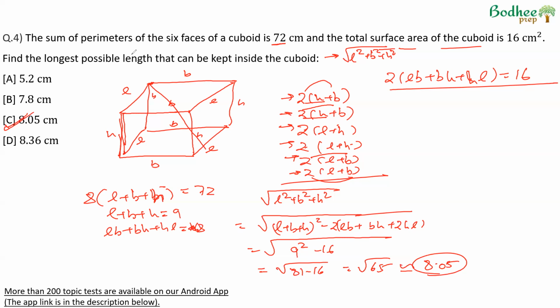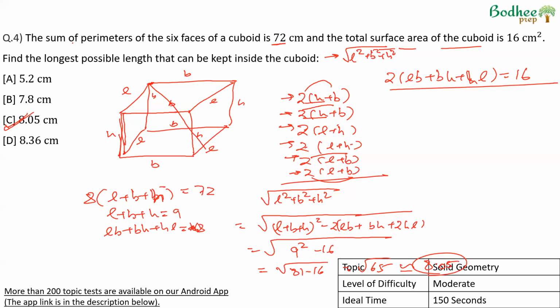Because if you look at 8.1, 8.1 is more than 65. 8 is less than 65. So between 8 and 8.1 from the option 4. Again, rearrangement is required. Therefore, I'm saying moderate. Counting this might, there is a chance we might miss out on the overall values. And therefore, moderate, about 2.5 minutes to solve.